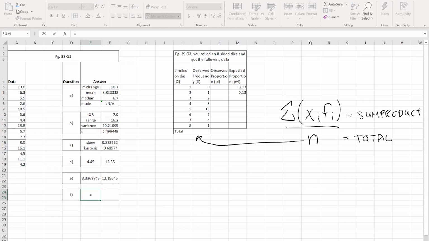95% is within two standard deviations. So the mean minus 2 times the standard deviation, and the mean plus 2 times the standard deviation. Sorry, that one is wrong. There we go.